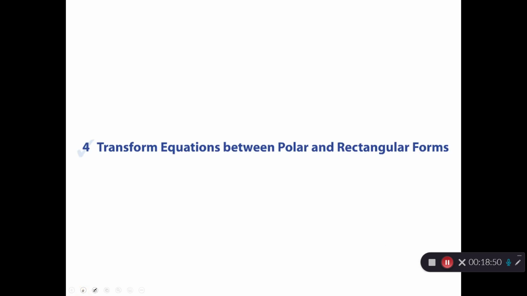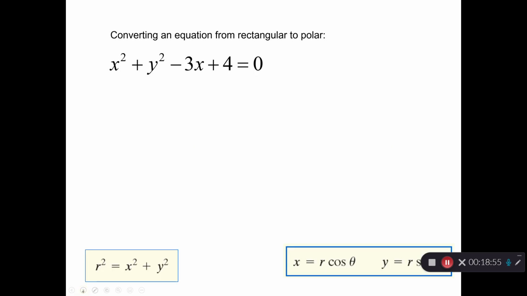All right. Now let's go to equations between polar and rectangular. So here is a rectangular equation. And I want to use the same conversions that I used before. So I'm not going to do anything different. Every time I see an x, I'm going to put in an r cosine theta. Every time I see a y, I'm going to put in an r sine theta.